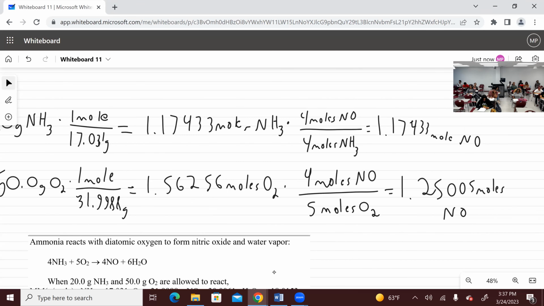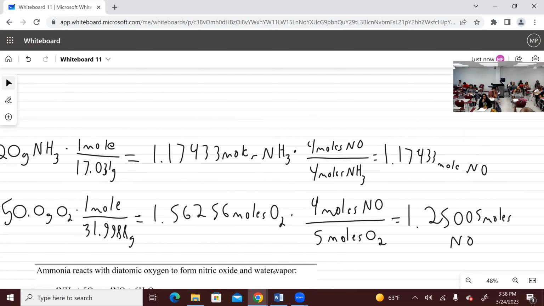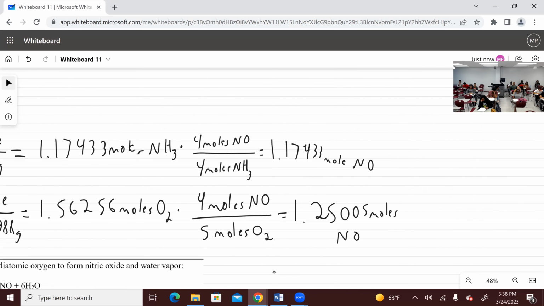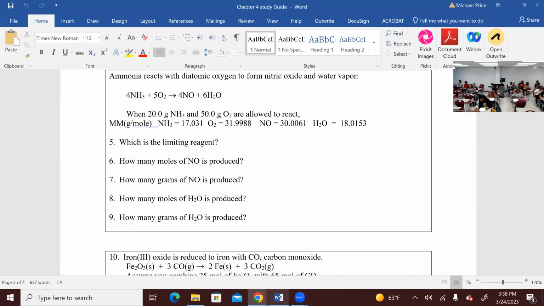1.17 moles of NO. We could care less about this calculation now because we found the limiting reagent. Since I know the moles of NO, I can go ahead and find the grams of NO. In order to do that, I'm going to take the moles of NO times the molar mass of NO, which I don't know, but let's see what it has up here. It's 30.0061 grams is equal to 1 mole. All right, y'all with me? Yes, sir. Okay, all right.